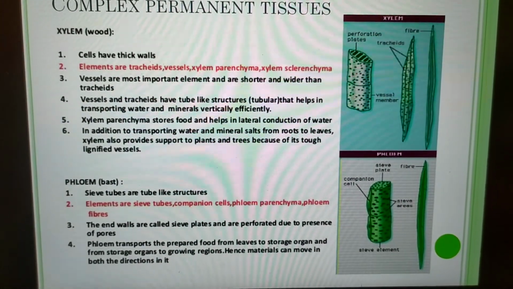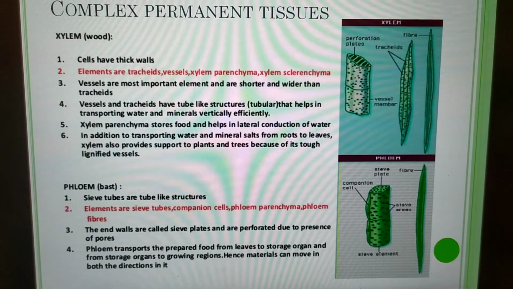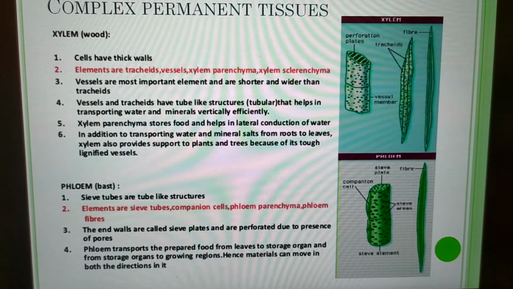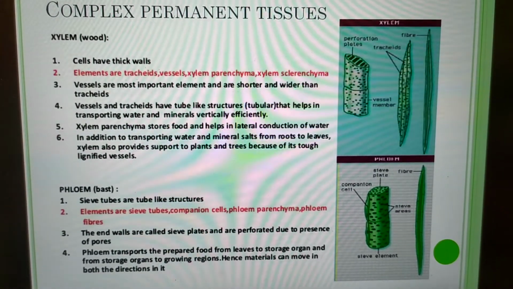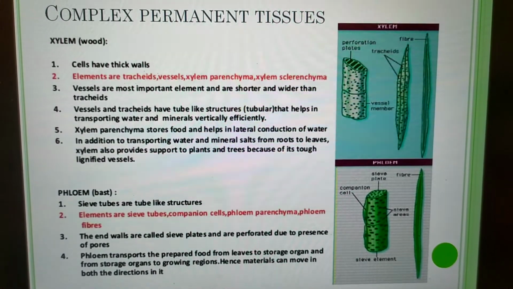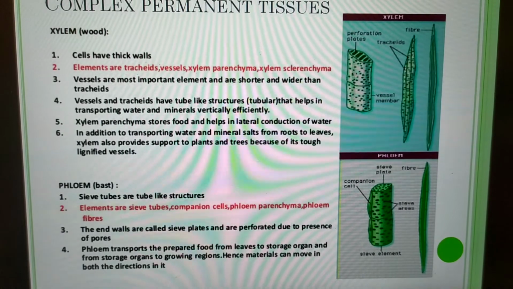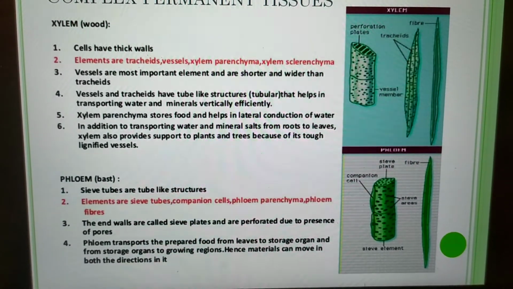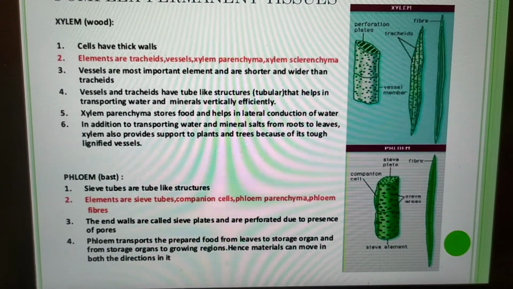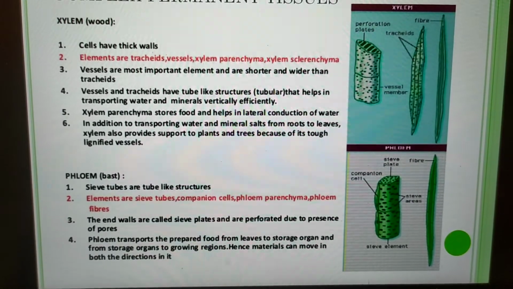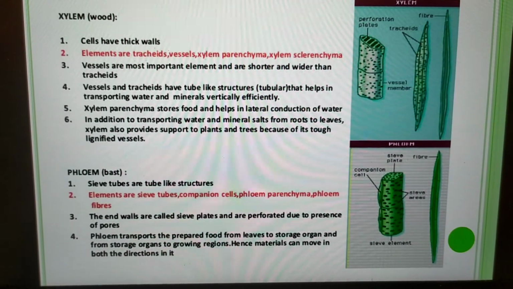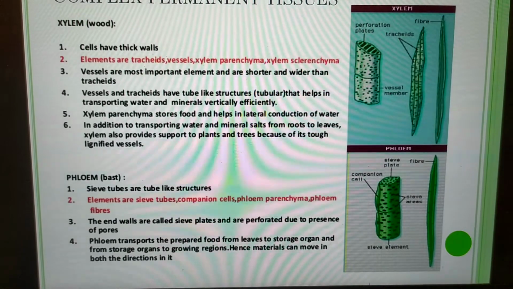First we will discuss the characteristics of xylem. Xylem, or the wood. The cells have thick walls. Elements of xylem are tracheids, vessels, xylem parenchyma and xylem sclerenchyma. Vessels are the most important element and are shorter and wider than the tracheids. Vessels and tracheids have a tube-like structure that helps in transporting water and minerals vertically and efficiently.